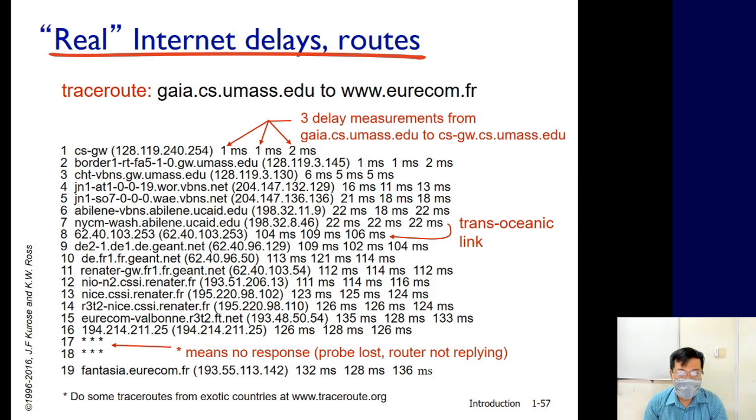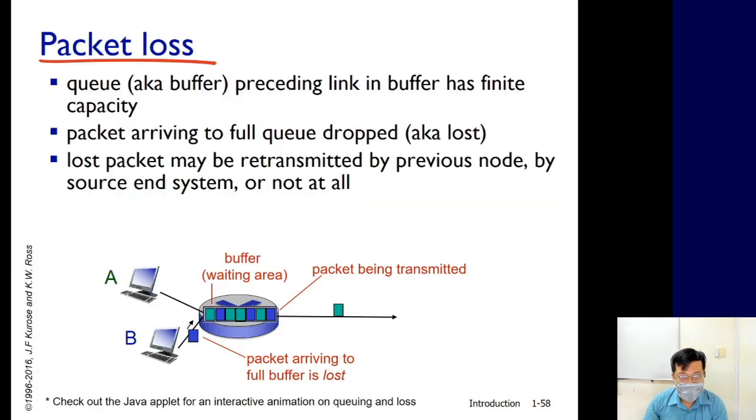Here is traceroute with the address gaia.cs.umass.edu. Here you see the routers on the path. There are 19 hops between the source and destination. For each hop, there are 3 delays reported to the source. At hops 17 and 18, there is no response because the router does not respond to the request from the source.